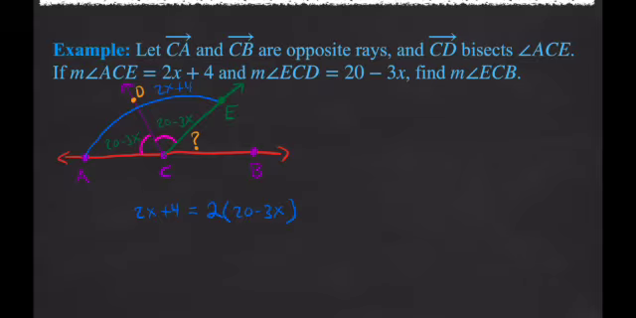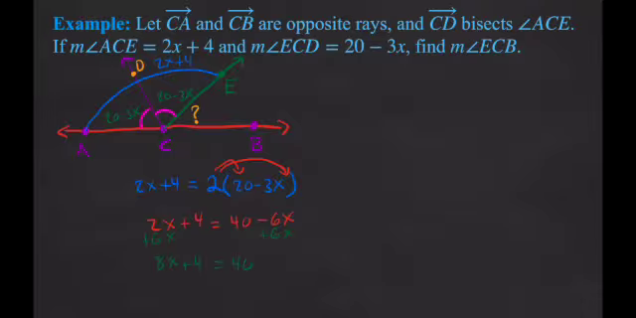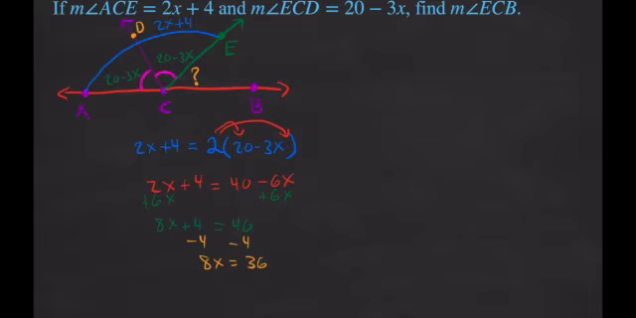Remember, we want to start by simplifying, so we want to distribute some stuff. We have 2x plus 4 equals 40 minus 6x. Get those x's together, so we are going to end up adding 6x on both sides. So we have 8x plus 4 on the left-hand side and 40 on the other side. We want to get the constants together, so we subtract 4 from both sides. So we have 8x equals 36. And then we divide by 8 on both sides.